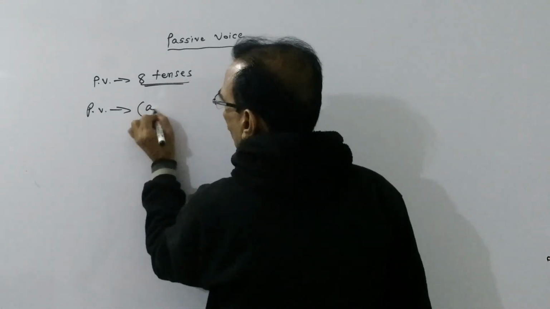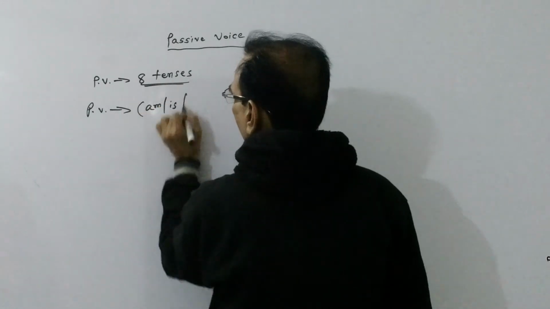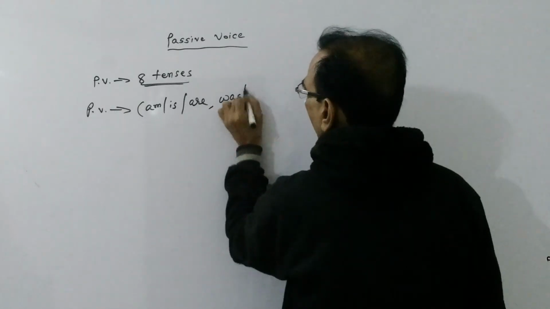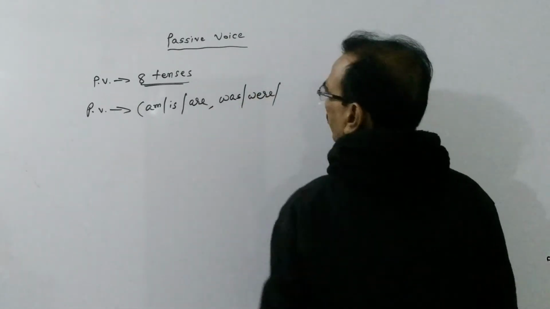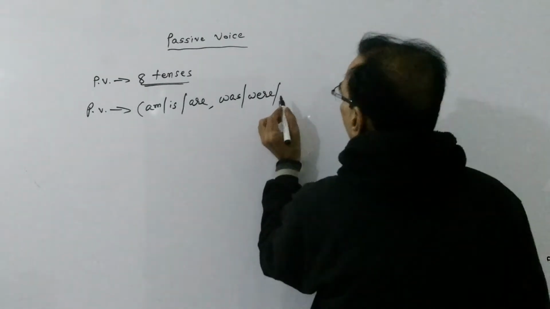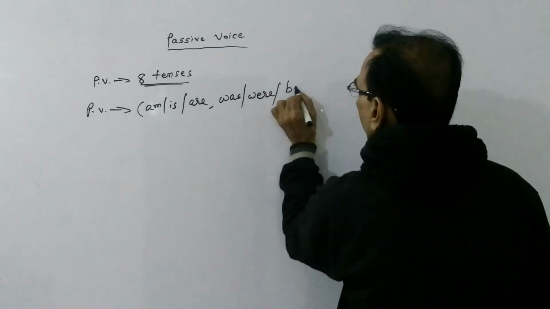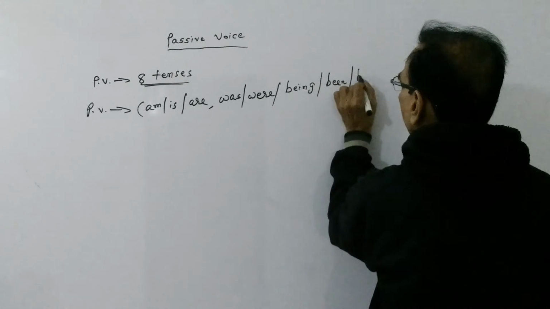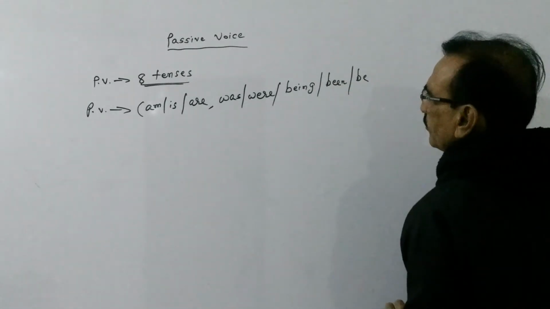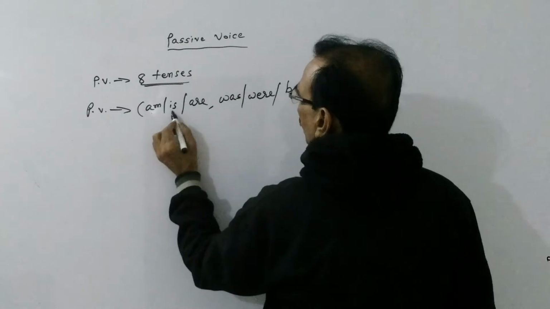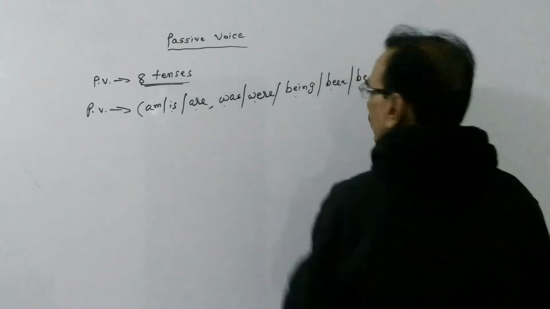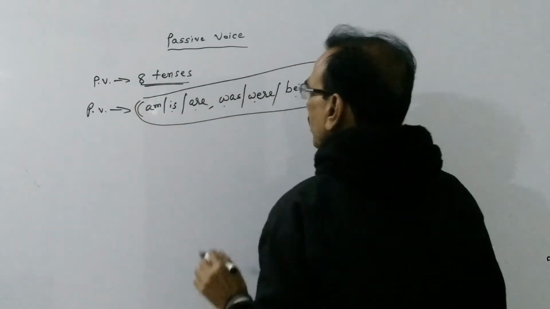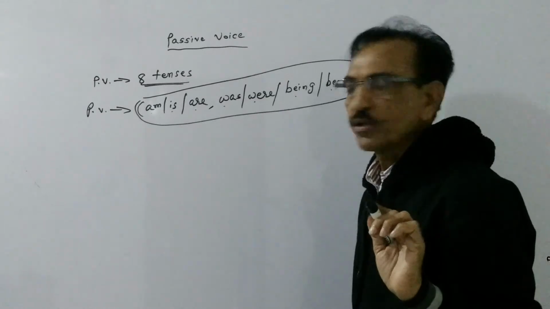So first is am, is, are, then was, were, right? Then being, been and be. 1, 2, 3, 4, 5, 6, 7, 8. We have to use them according to the need while changing the sentence from active voice to passive voice, friends.